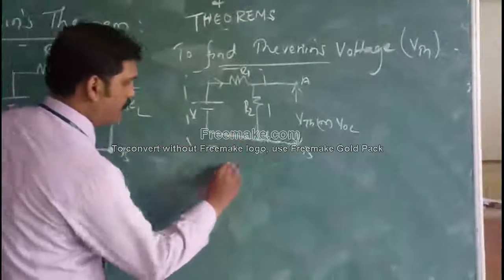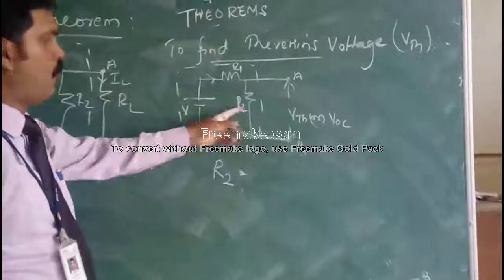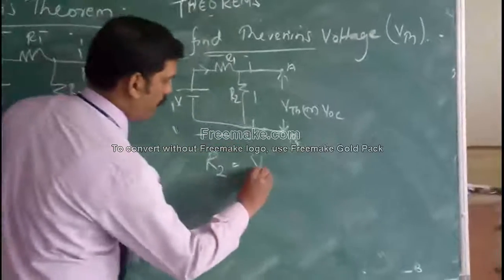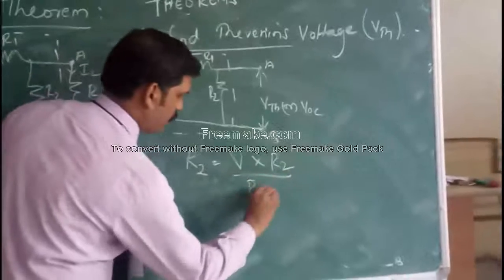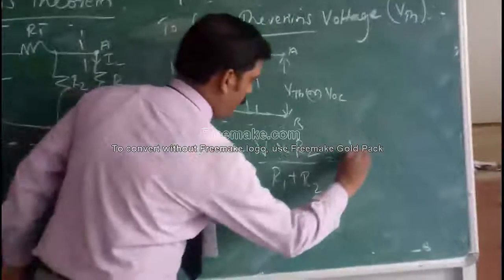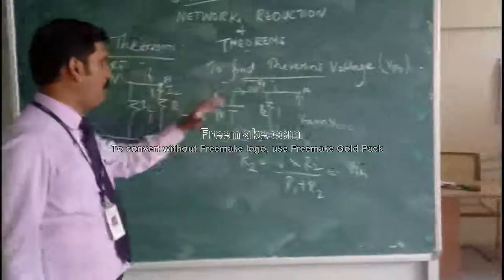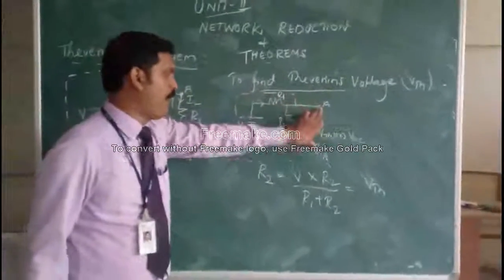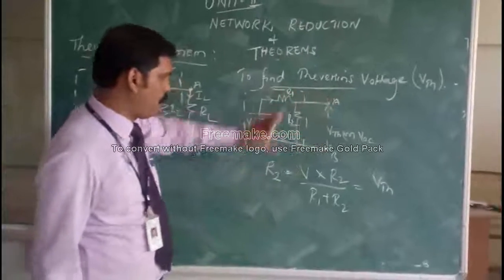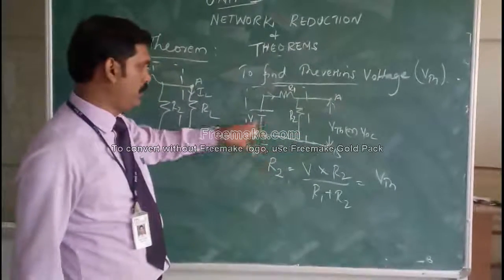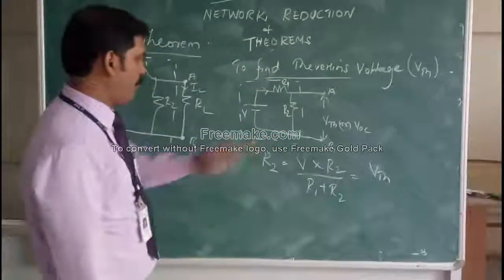So by applying the voltage division method, we can find the voltage across R2. It is equal to total voltage V into the same resistance divided by total resistance. So this is your V Thevenin. Our aim is to remove the load and, keeping it open, find the voltage across those points. In this case, it is the voltage across R2. So the voltage across R2 from the voltage division method is total voltage into the same resistance divided by total resistance, which gives you V Thevenin. We found V Thevenin.